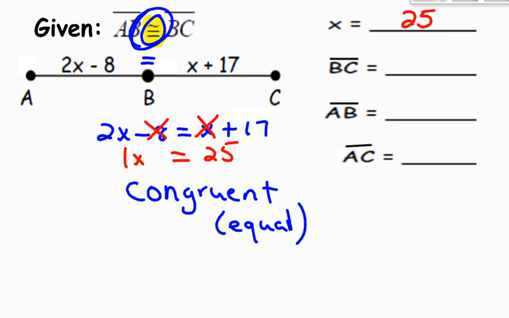Okay, same thing. I'm going to plug it in, plug 25 in for x. So 25 plus 17 gives me 42. And 2 times 25 minus 8 is also 42, which they should be equal. They're supposed to be equal, so keep that in mind. If they come out not being equal, you did something wrong. All right, and then AC, the whole segment, would be 84. 42 plus 42.